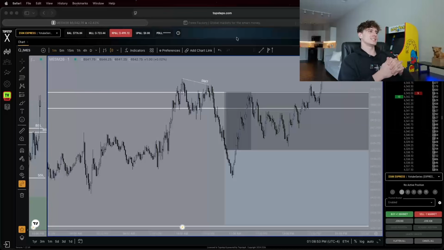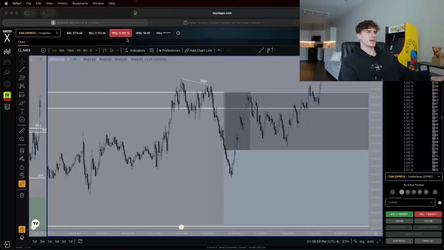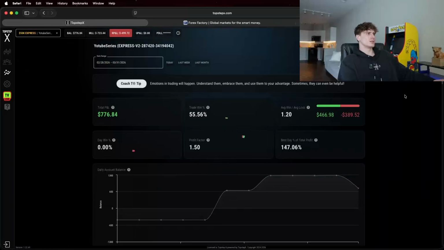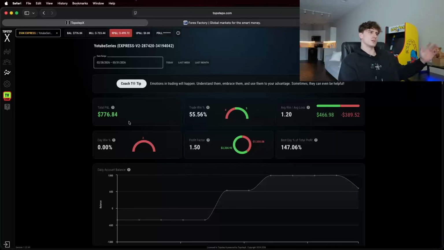And today has been a rough one. I'm not gonna lie. You can see here, we're down $4.99 on the account. We're down $500 on the account. I took this on my TopStep accounts, and we'll go to the stats here real quick. We're still up $776 on the account, so that's good. Not really the win rate I'm hoping for though.